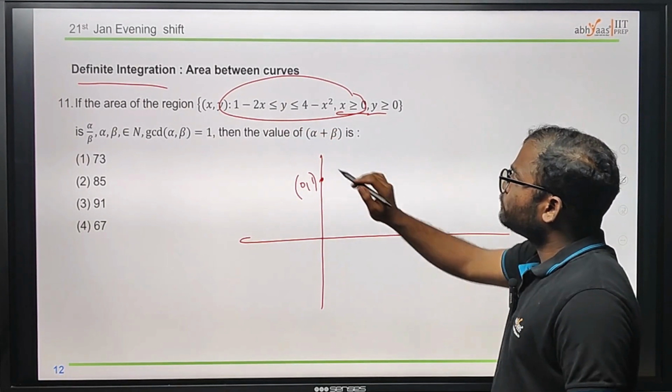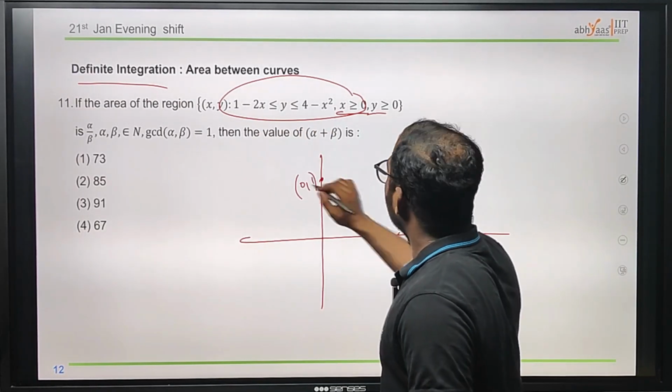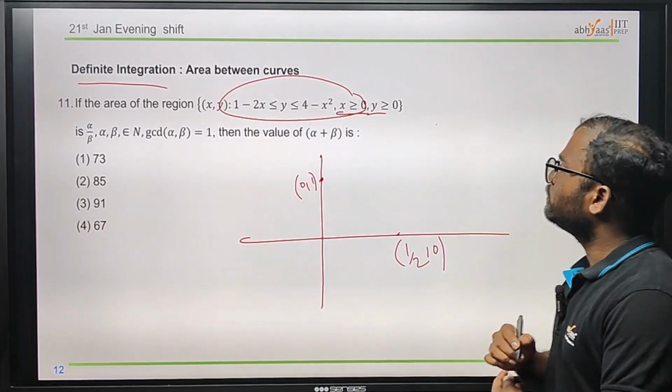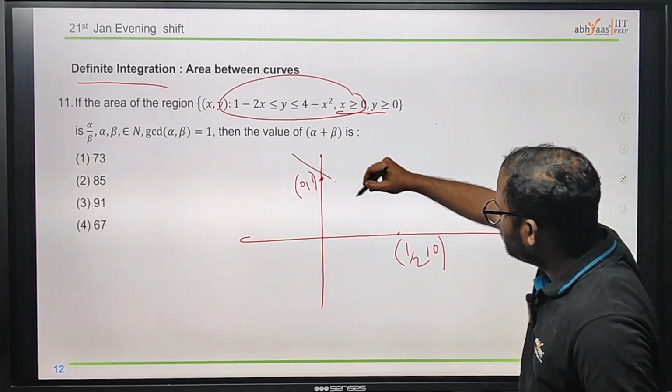Okay, now another one, put y equal to 0, therefore that will be our 1 by 2. Okay, 1 by 2 comma 0. Okay, that is our answer for this one. Therefore for this side we will have like this one.